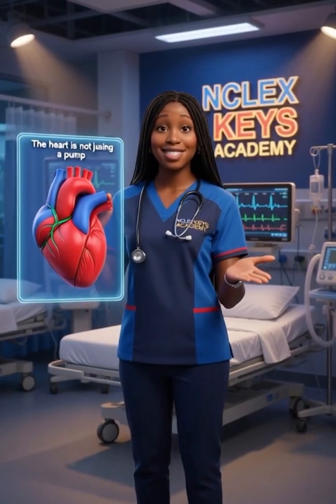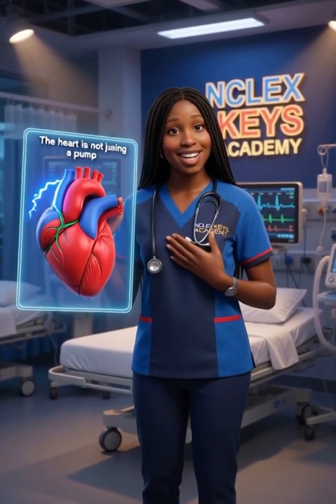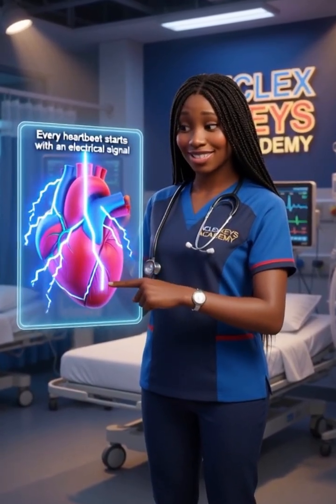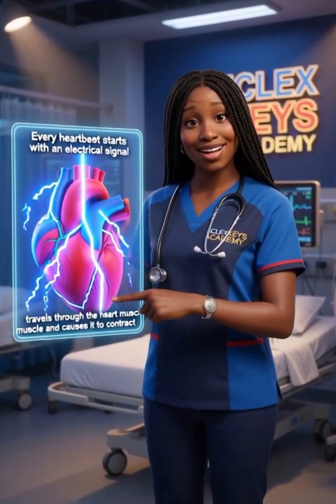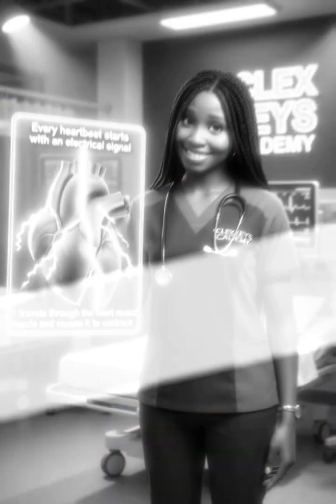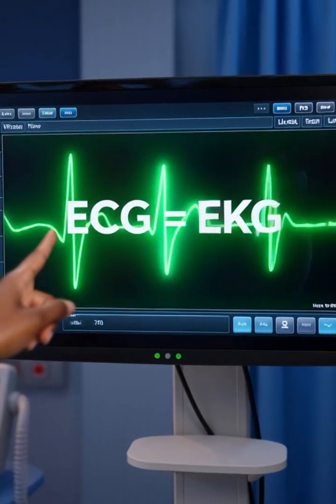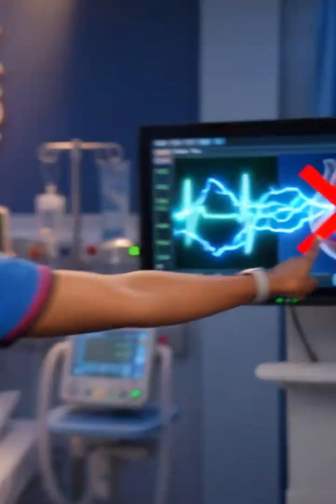Today we are going to understand ECG fundamentals, one of the most important topics in your NCLEX journey. The heart is not just a pump. The heart works using electricity. Every heartbeat starts with an electrical signal that travels through the heart muscle and causes it to contract. The ECG, also called EKG, is a machine that records the electrical activity of the heart. It does not show contraction. It shows the electricity that causes it.